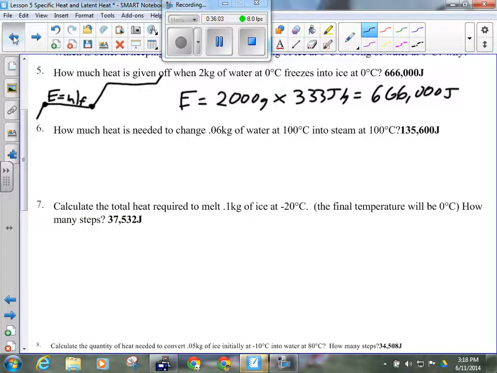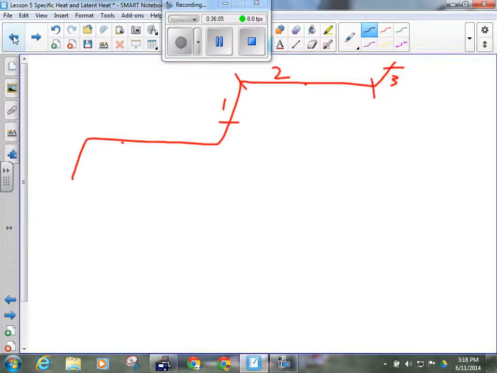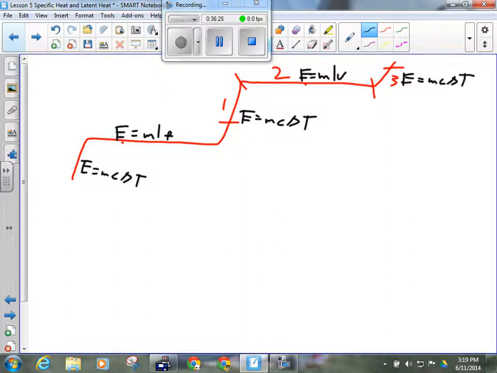So what you might want to do is, on your diagram of the heating curve of water in your notes, write on which formulas you use at each step. That's how it goes. Those are the formulas you use at each point on the heating curve.